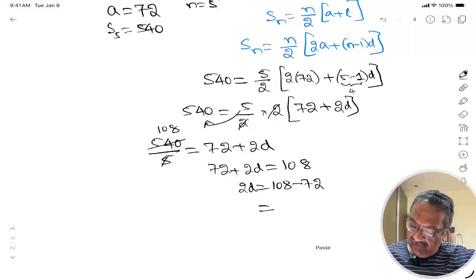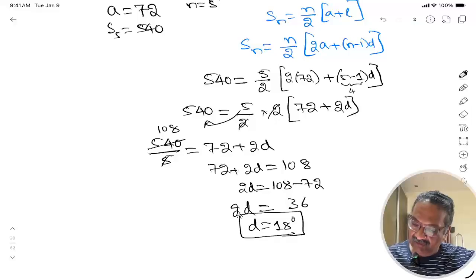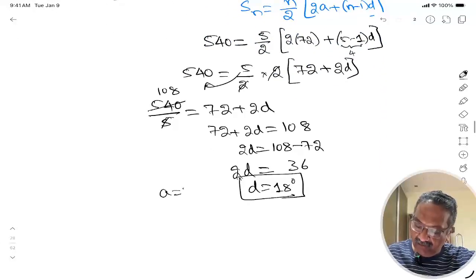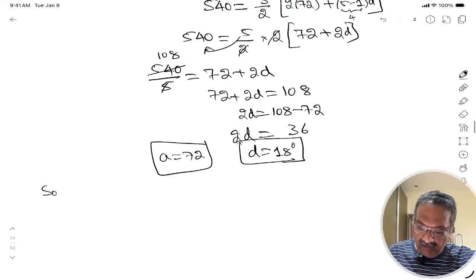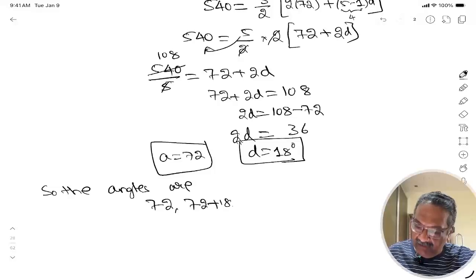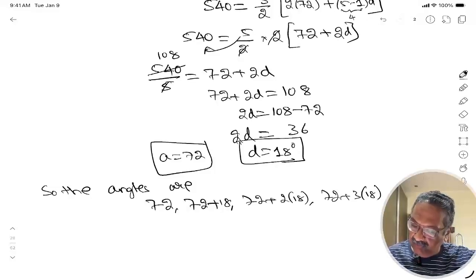108 minus 72, here 28 plus 8 is 36. 2d is 36, therefore d is 18 degrees. So the common difference is known. The first angle a is equal to 72, that we got here. Okay? So the angles are 72, 72 plus 18, 72 plus twice of 18, 72 plus thrice of 18, 1, 2, 3, 4 and one more, 72 plus 4 times of 18.